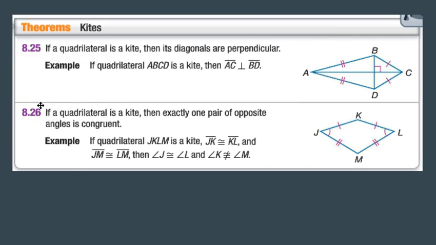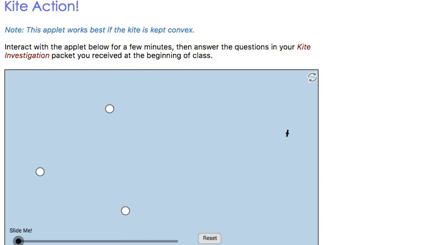If a quadrilateral is a kite, then the diagonals are perpendicular, making that 90 degrees. And if a quadrilateral is a kite, then exactly one pair of opposite angles are congruent. Just one pair. So let's check this out.